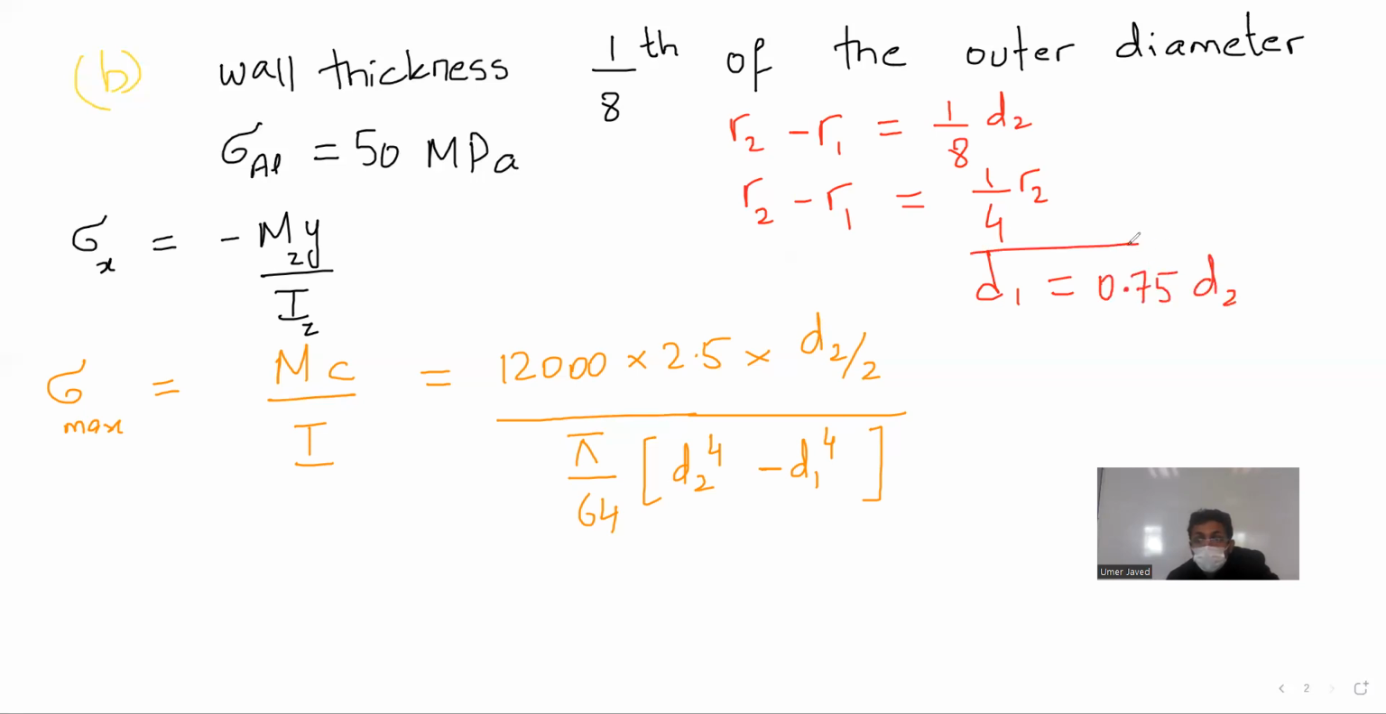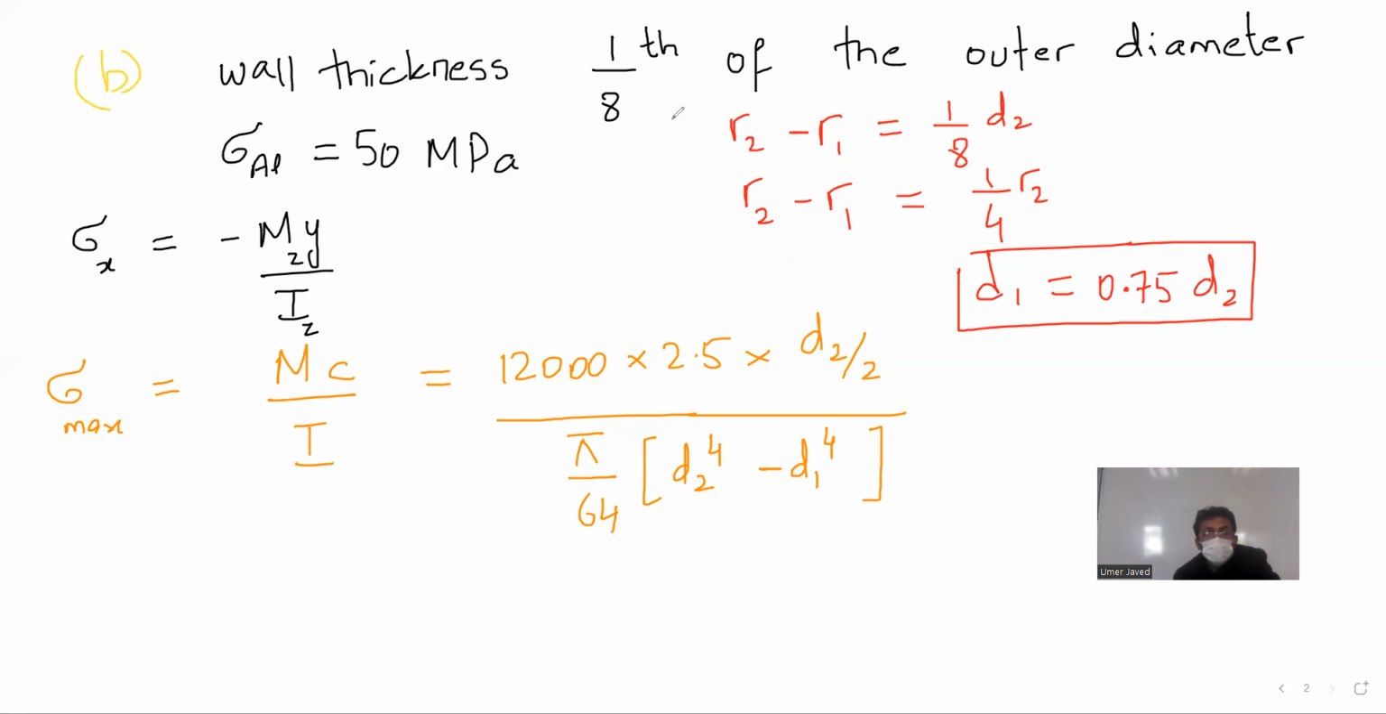Not sure if everyone understood this. Is this from the equation? Yeah, this one, R2 minus R1. So R2 will come here. So R2 minus 1 over 4 R2 is equal to R1. So D1 will come out to be 0.75 D2, right? You can play with it. Take R1 there, multiply the whole equation with a 2. So you will get 0.75 R2 is equal to R1, and multiply with a 2. So D1 equal to 0.75 D2.